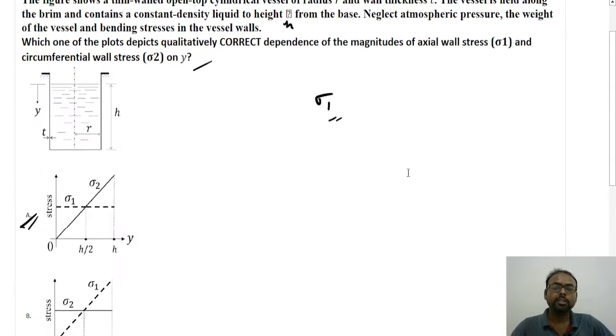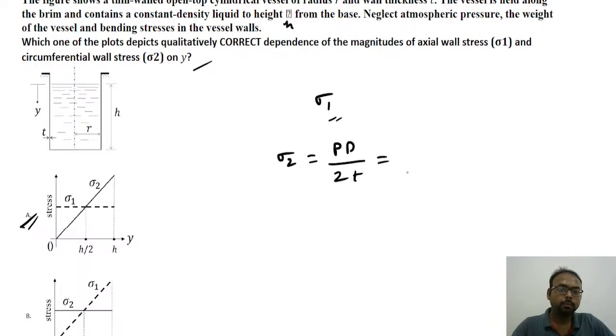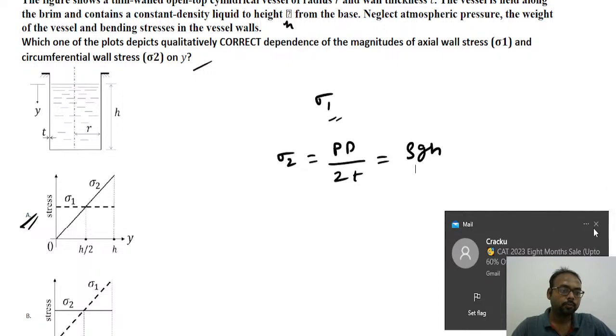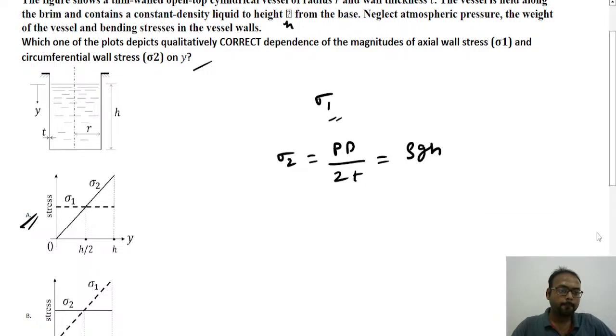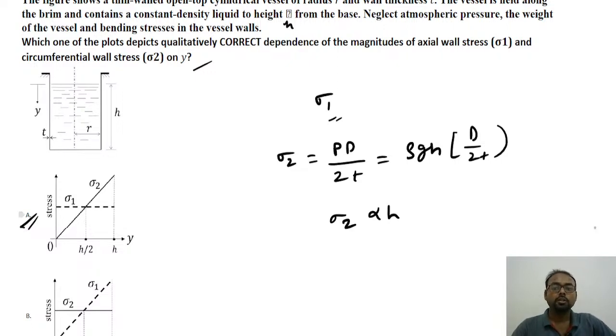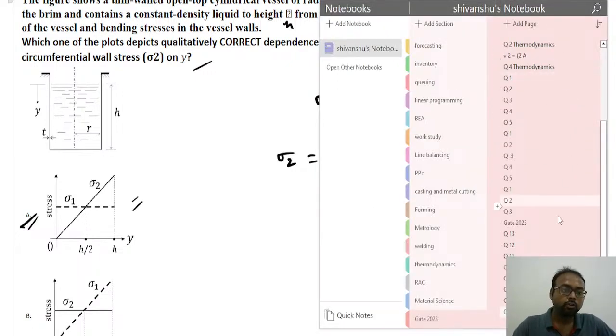Along with that, we can also calculate sigma 2 here. If we calculate sigma 2, we will get sigma 2 equal to PD by 2T. So this will be given by rho g h D by 2T. Now here we can see that sigma 2 is directly proportional to h. So that's why option number A will be right. Now let's move to the last question for today.